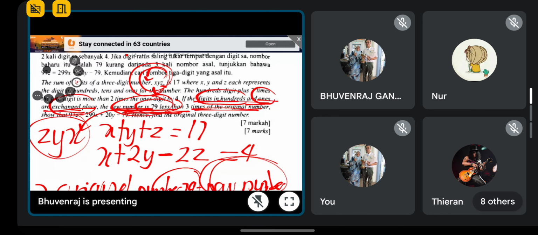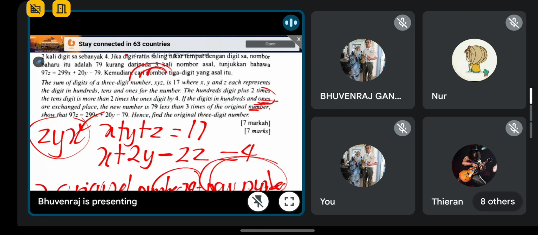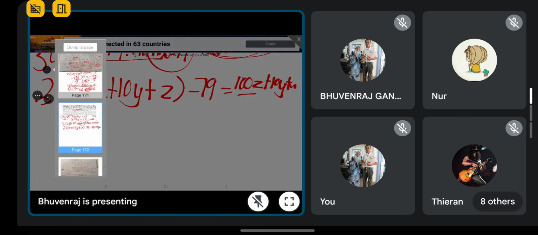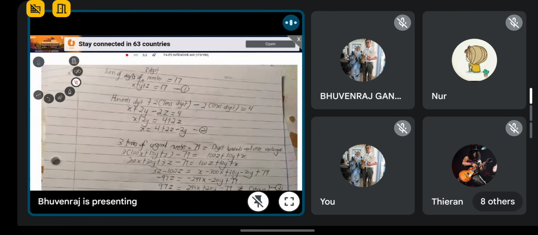Wait, this one actually comes from the third equation. How to prove that this comes from the third equation? You just have to solve this whole equation only. You should be able to prove it if you don't make careless mistakes. After that, you just have to find out your XYZ value. Use the method you like. Then you will get your answer already.